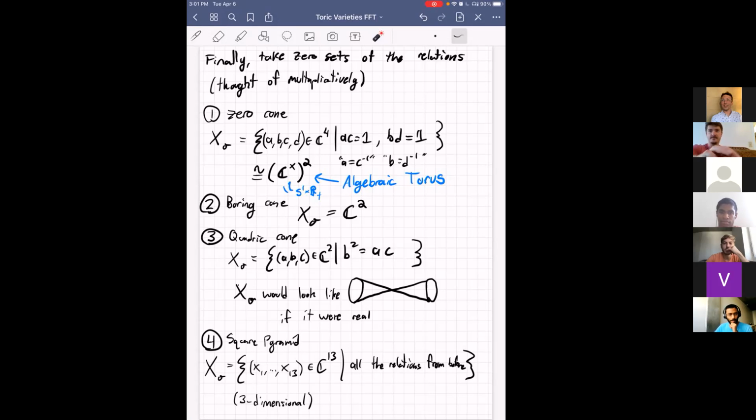The cool thing about toric varieties is they can give you examples that are singular, and you can cook up things like this quadric cone, which are examples of interesting singularities.